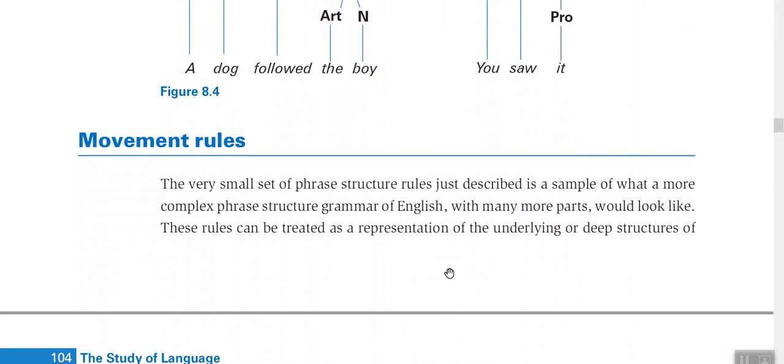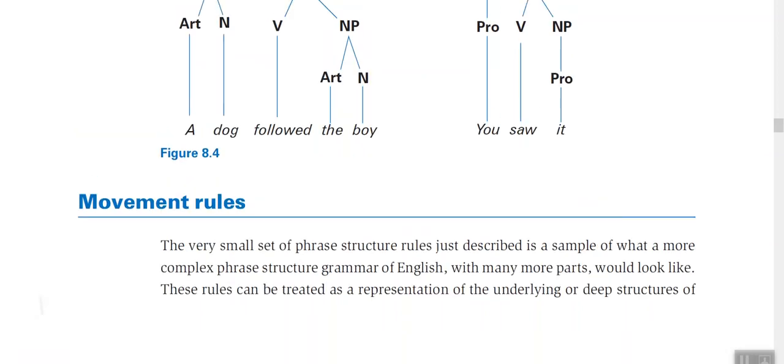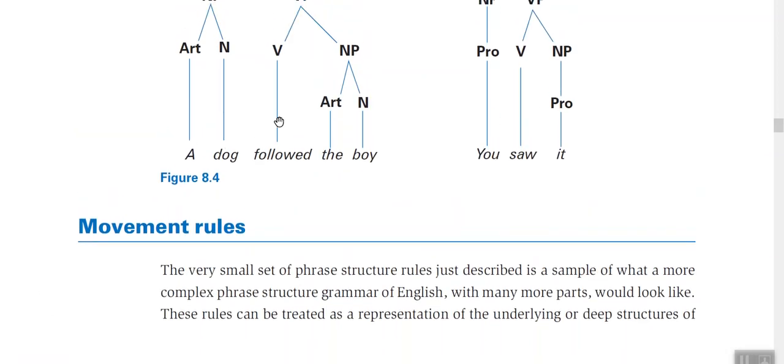Then we go to movement rules. The very small set of phrase structure rules. From its name, movement means as if we have what? We have a movement of a branch of the tree, يعني غصن. So with a movement, we move it. How to move it?